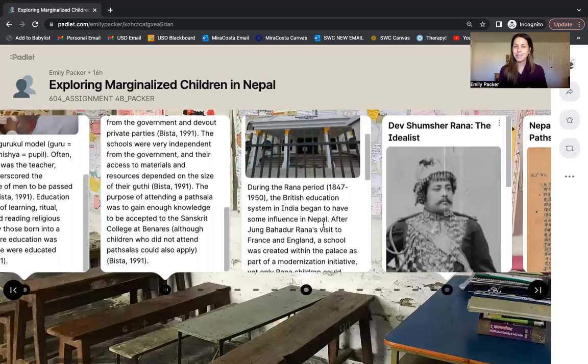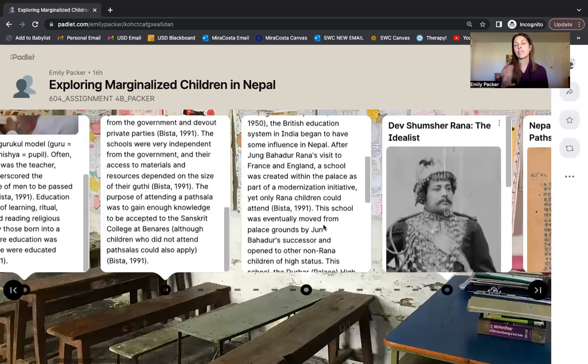So they decided we need education to modernize our country. But what they did was they actually just created a high school within the palace grounds that was only accessible to Rana children. Their version of modernization was just offering education to their own kids. Fast forward a little bit, and one of the Rana prime ministers said, "This isn't actually right. We need to be including others." So he moved the high school to outside of the palace grounds. This is called Durbar High School.